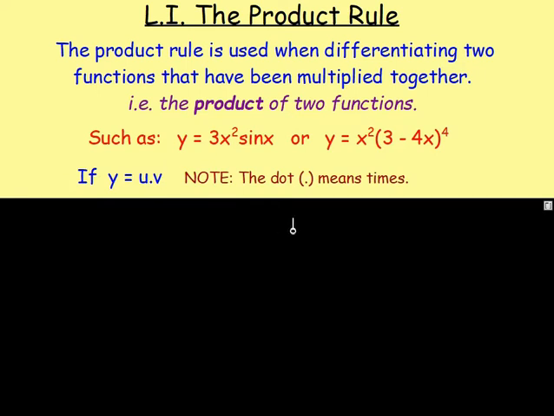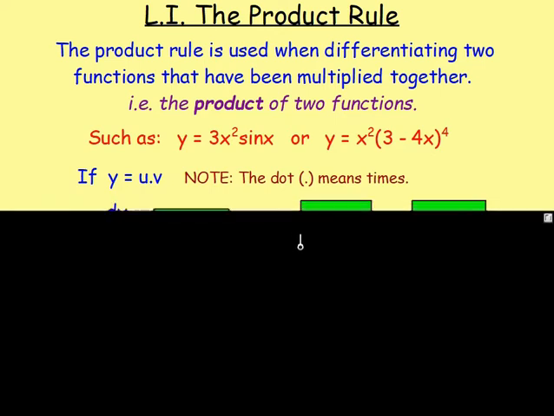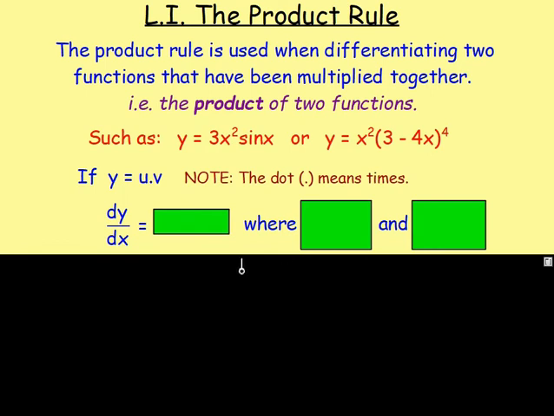So, if y equals u dot v, so u dot v means u times v. So these are just going to stand for functions. U is going to be one function, v is going to be another function, and the dot means times. The way you can work out dy by dx is you would have u dash, which is the derivative of u, so if you differentiate u with respect to x, you would times that by v, which is function v as it is, and you would add on u, just function u, times v dash, which is the derivative of function v with respect to x.